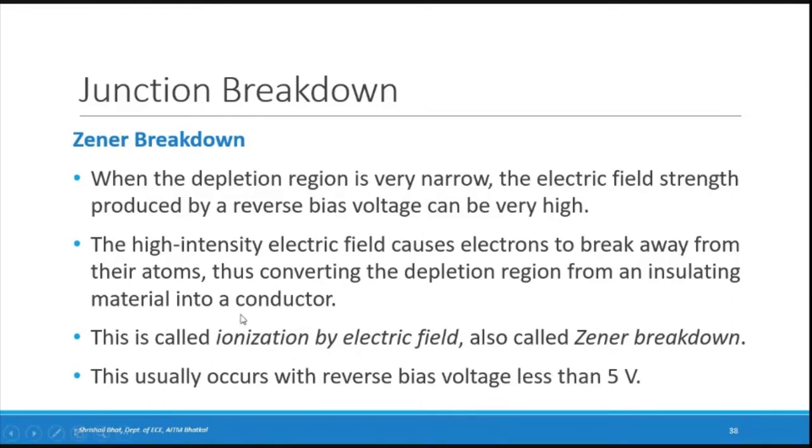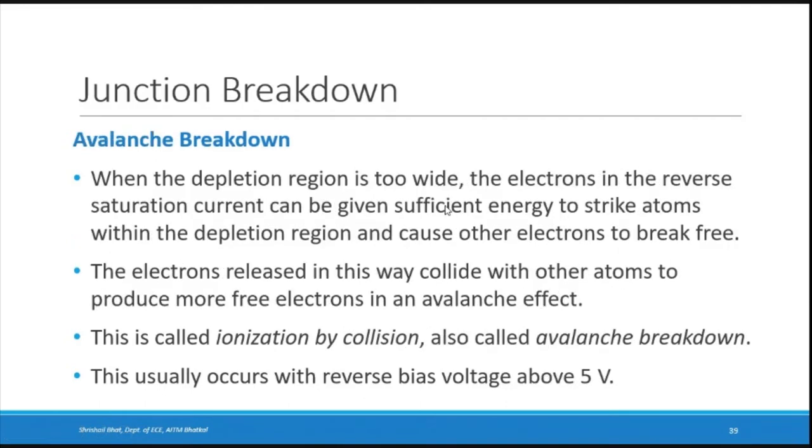Now, this we said when the depletion region is narrow. Now, if the depletion region is not that narrow, if it is too wide, then what happens? The electric field strength will not be so high for the electrons to break away from the atoms. Then, in such cases, you have to give sufficient energy. The electrons in the reverse saturation current can be given sufficient energy. So these electrons, when they are given energy, will strike the atoms within the depletion region. They will go and strike the neighboring atoms around them.